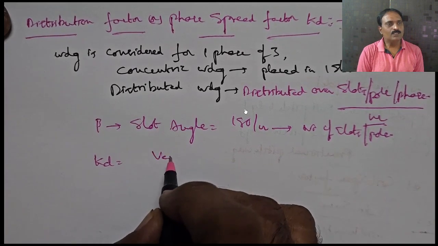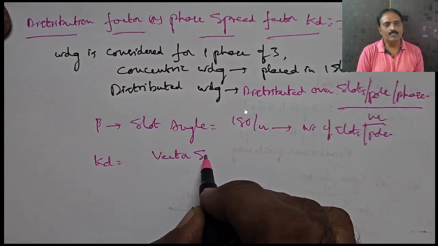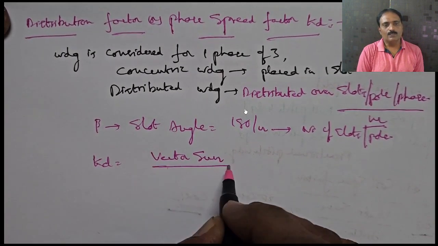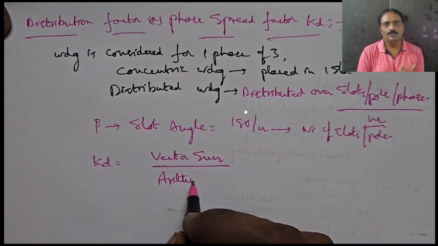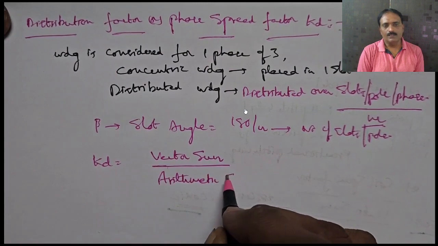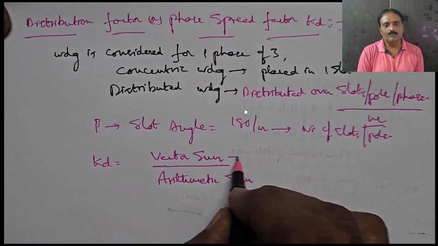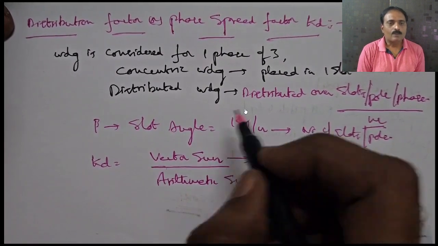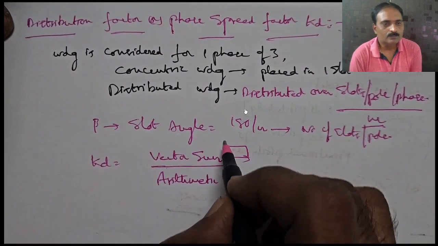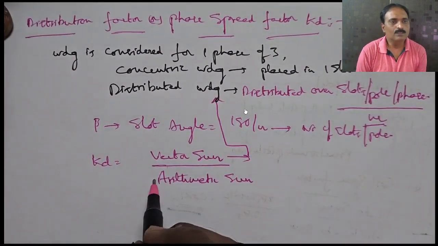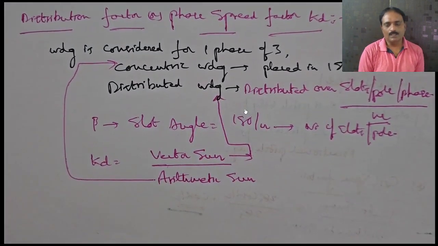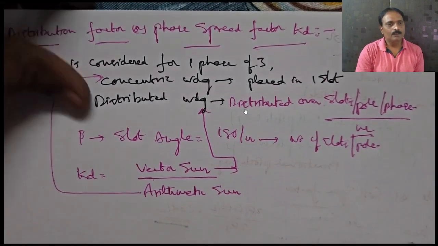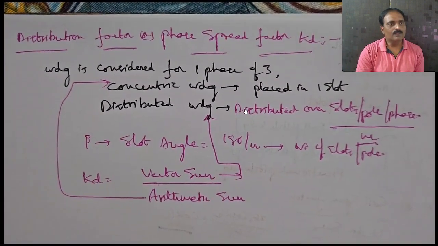And now the distribution factor is going to be defined as the vector sum of those EMFs divided by the arithmetic sum. Obviously this also will be less than the direct arithmetic sum, because the arithmetic sum is the direct addition of the quantities. So the vector sum results due to the distributed winding, and the arithmetic sum is due to the concentrated winding. Now let us derive the formula for this.